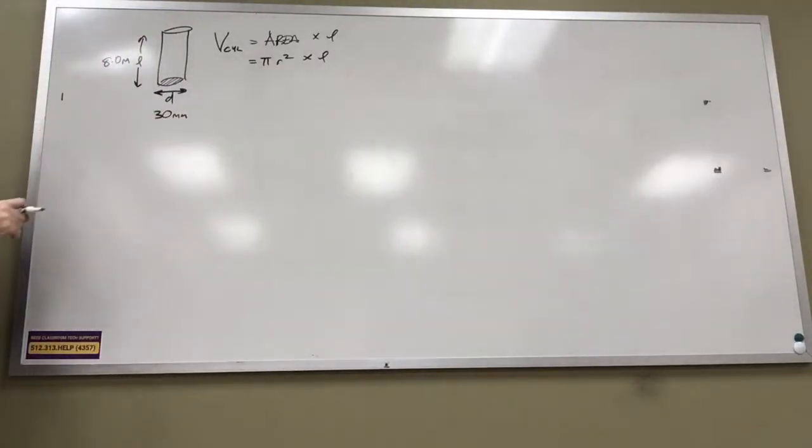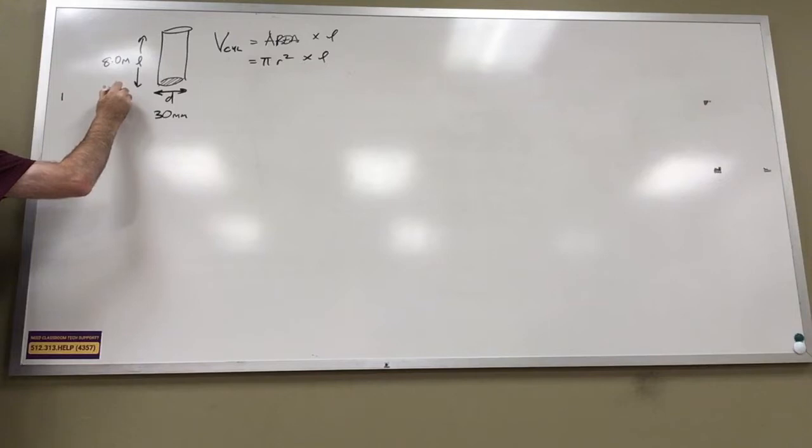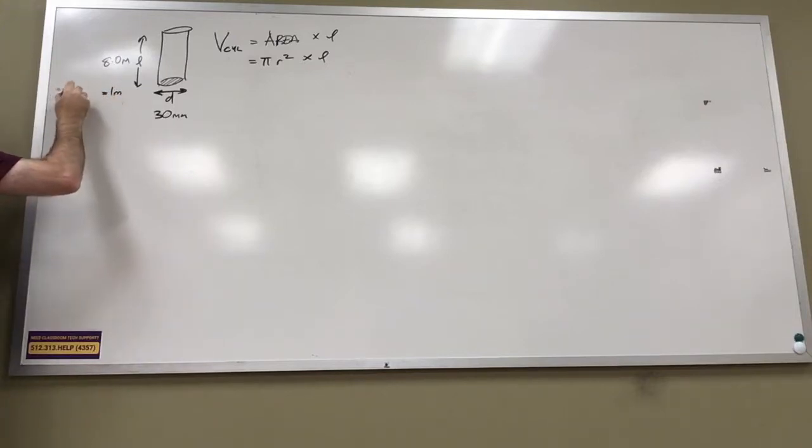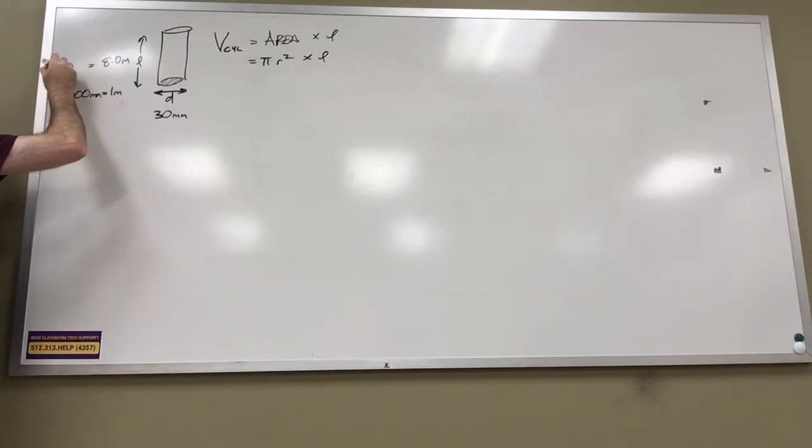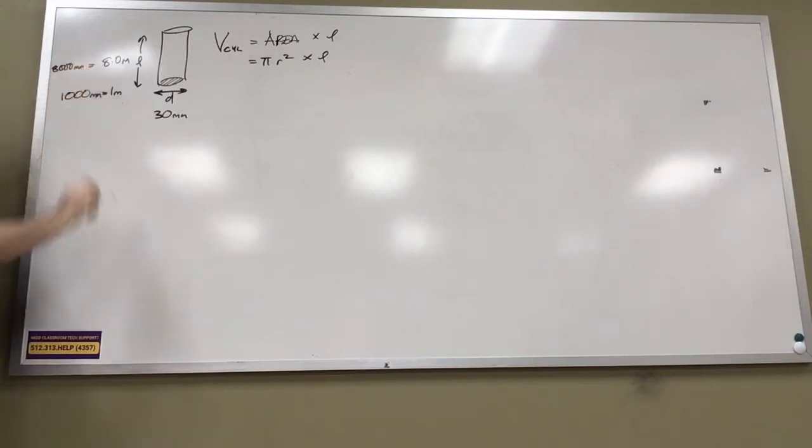How many millimeters are in a meter? Come on. 8,000. There are 1,000 millimeters in 1 meter, so 8 meters is 8,000 millimeters in height. Okay, put the numbers from the question in the equation, and come up with an answer.